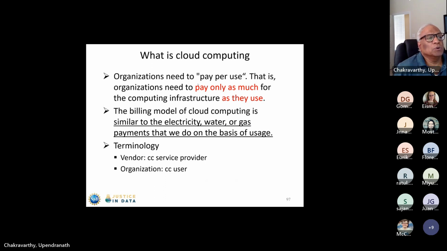So you can do pay per use. Organizations need to pay only as much for the computing infrastructure as they use. It is not that we are seeing it for the first time. We have been doing it for electricity, water, and gas all along. We don't tell anybody when we are going to turn on our air conditioning. We're not going to tell anybody when we want more water. We just use it. So this is the model that people wanted for computing resources, and cloud computing is what provides this.